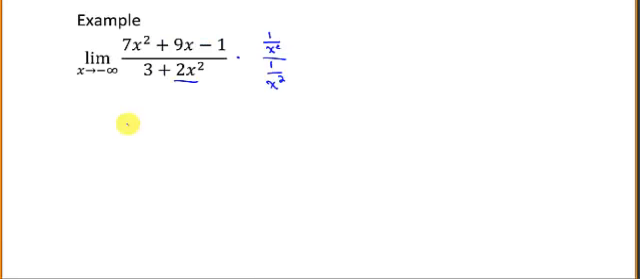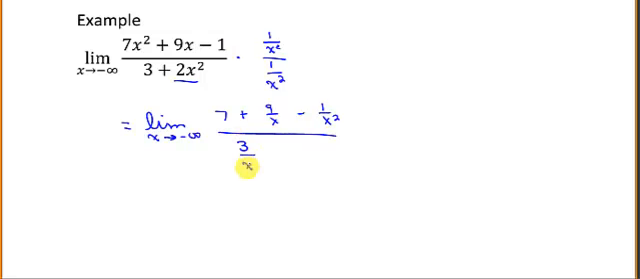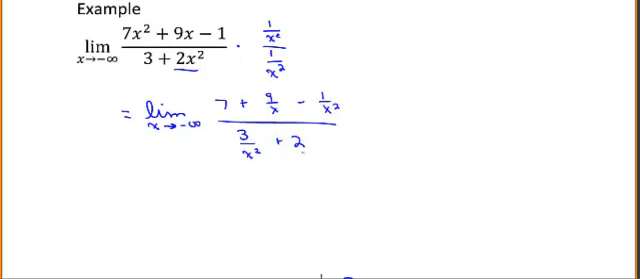And if I do that, this will become the limit as x approaches negative infinity of 7x squared times 1 over x squared is 7, plus 9x times 1 over x squared is 9 over x, minus 1 over x squared, all over 3 over x squared, plus 2. And again, as x goes to negative infinity, these terms that have x's in the denominator all go to 0. So we're just left with 7 halves, which is 3.5.